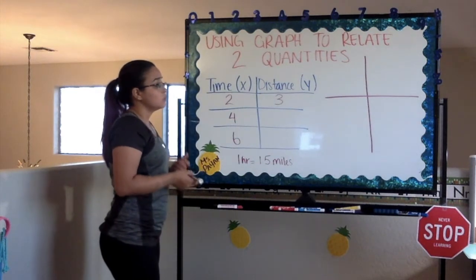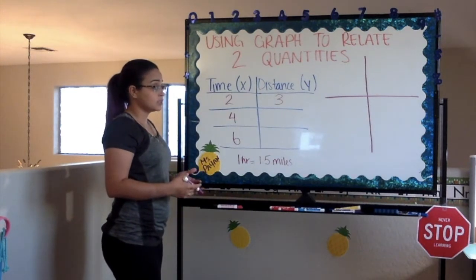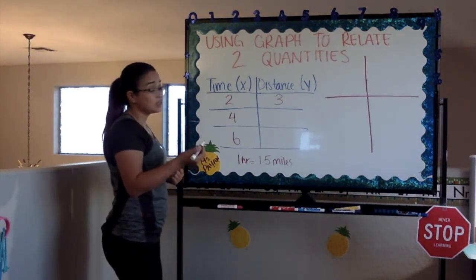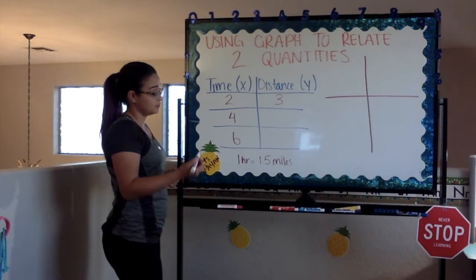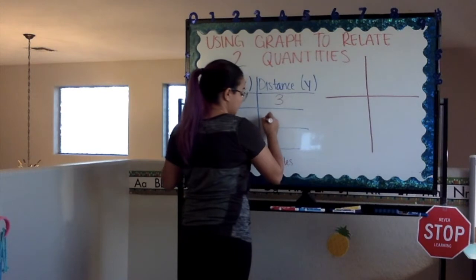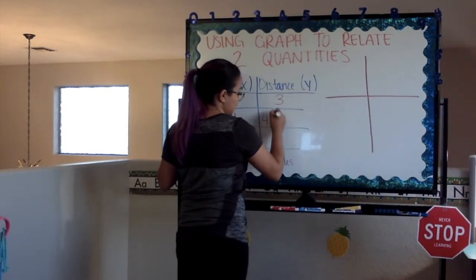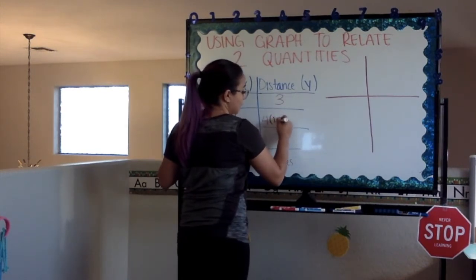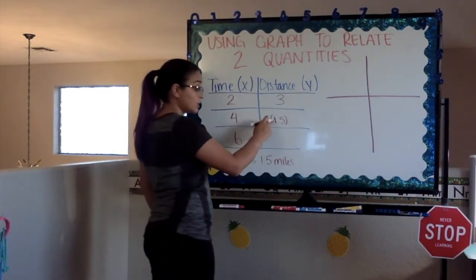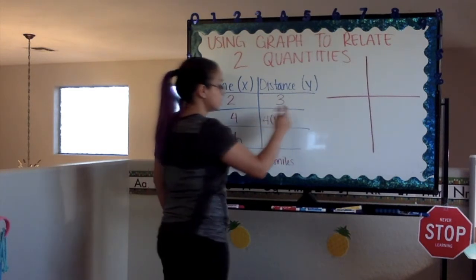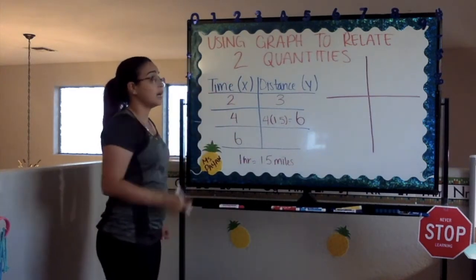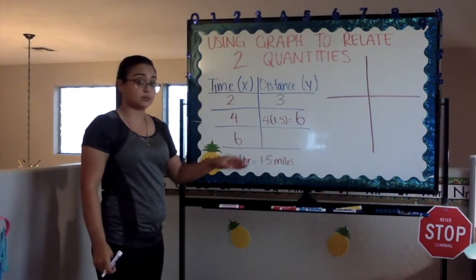Now, what if I traveled 4 hours? How many miles would I have traveled then? I use this equation. I am multiplying the amount of time, which in this case is 4, times how much I would travel in 1 hour. 4 times 1.5 is equal to 6. So I would travel a distance of 6 miles.